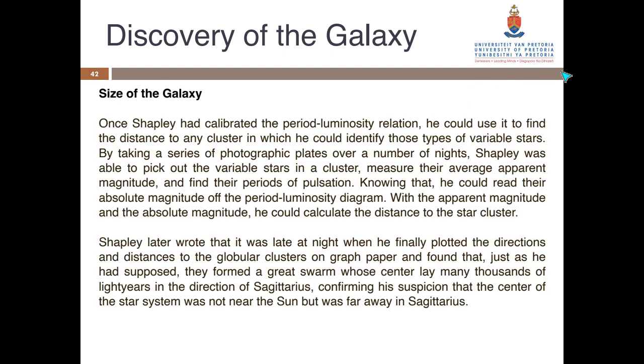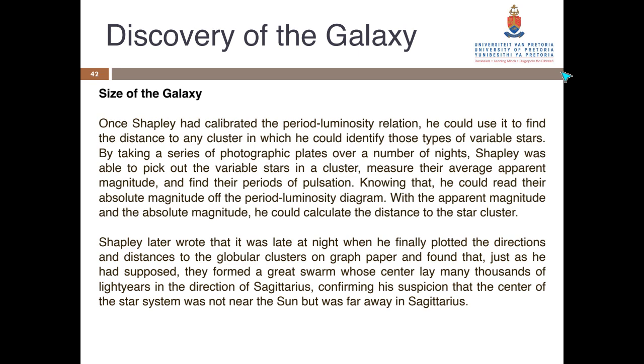So once Shapley had calibrated the period luminosity relation, he could use it to find a distance to any cluster in which he could identify those types of variable stars. By taking a series of photographic plates over a number of nights, Shapley was able to pick out the variable stars in a cluster, measure the average apparent magnitude, and find the periods of pulsation. Knowing that he could read the absolute magnitude off the period luminosity diagram, with the apparent magnitude and absolute magnitude, he could calculate the distance to the star cluster.